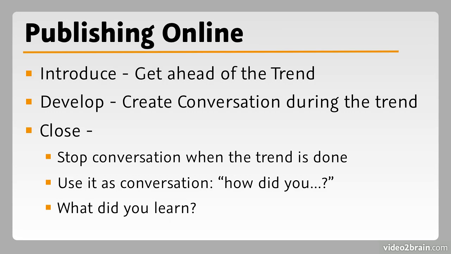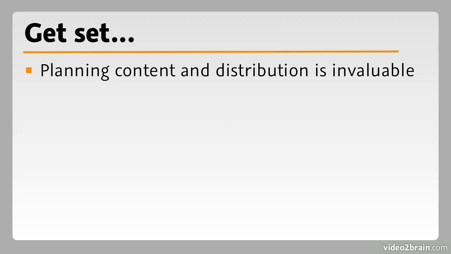Don't try and publish an article about a trend when it's already done. No one's going to be searching for it. And so you need to think like a publisher online by getting your information out there and understanding how people are going to interact with it based on the trend. So get ready, get set, plan your content, and plan how you're going to distribute it.